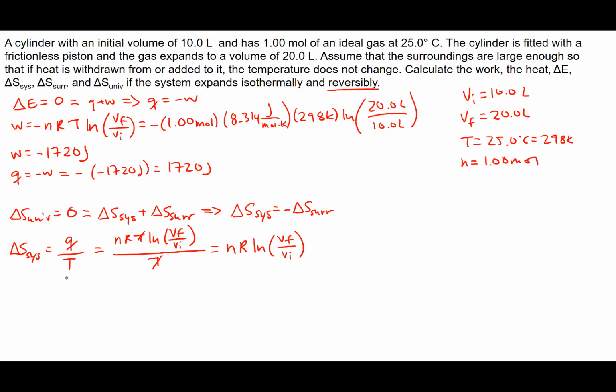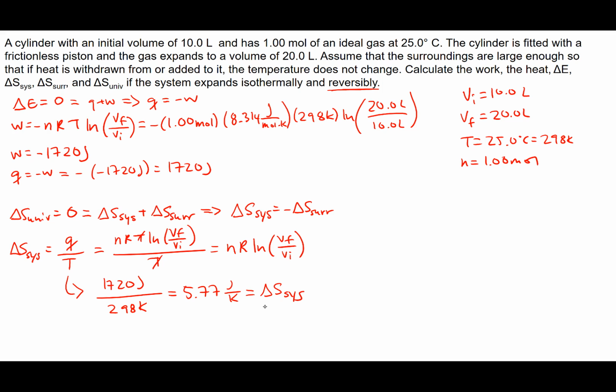So I'm just going to take the Q over T here. I'm going to plug in the value that I have up here. So Q is equal to 1720 joules divided by the temperature, which is 298 Kelvin in this case. So divide those two together, you get 5.77 joules per Kelvin, and that's going to be our delta S of the system.